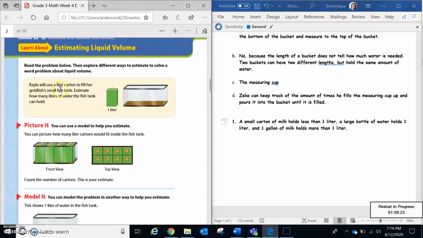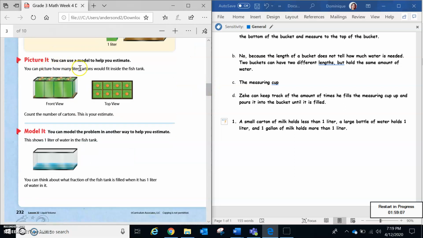All right, Kayla will use a liter carton to fill her goldfish's small fish tank. Estimate how many liters of water the fish tank can hold. So this is 1 liter and she wants to fill this whole thing up. You can use a model to help you estimate. You can picture how many liter cartons would fit inside the fish tank. So if she kept putting the cartons in the fish tank, it would take 1 liter, 2 liters, 3 liters, 4 liters, 5 liters, 6 liters, 7 liters, 8 liters. So we know that this would be 8 liters.